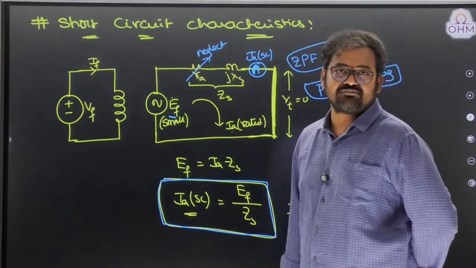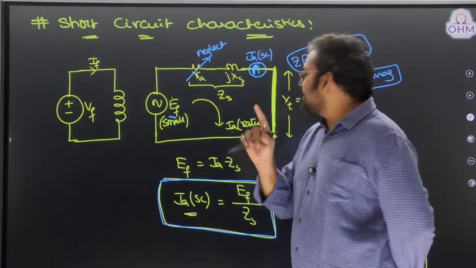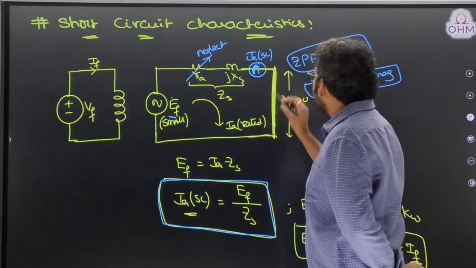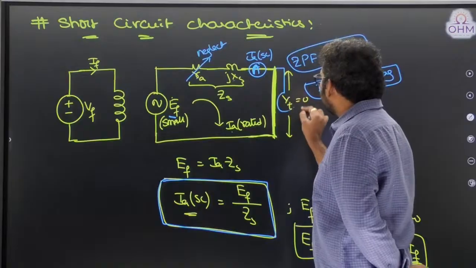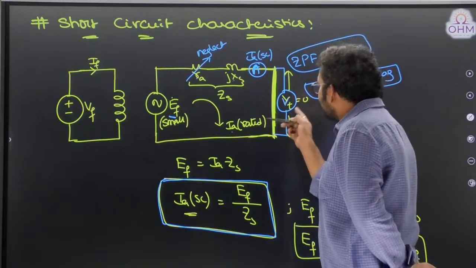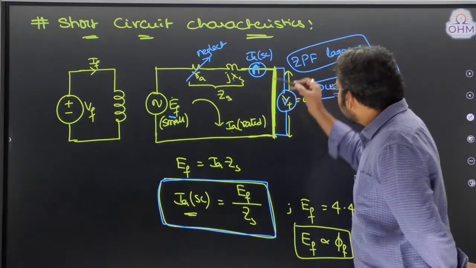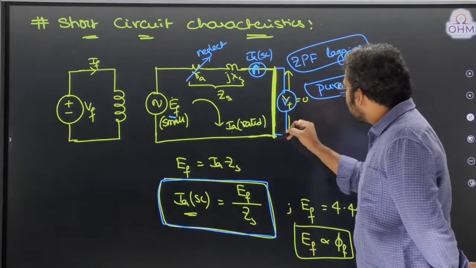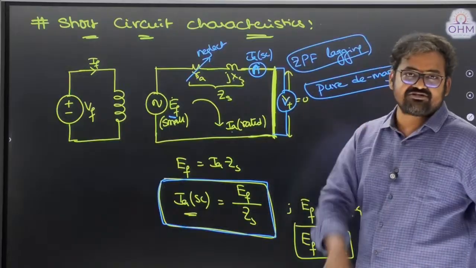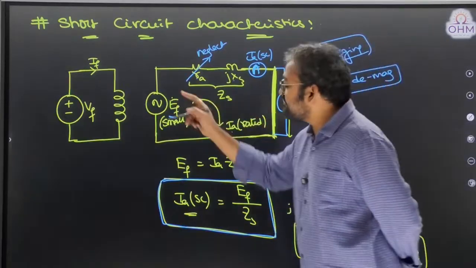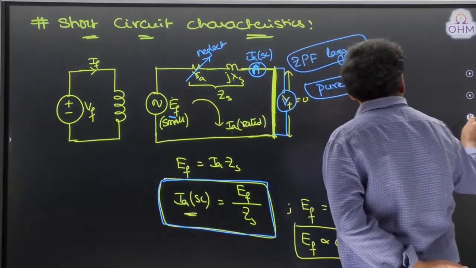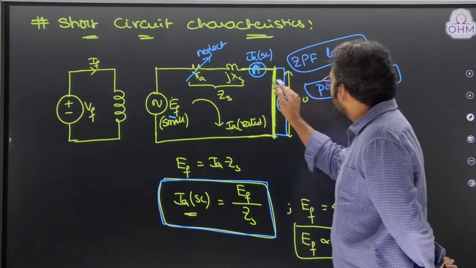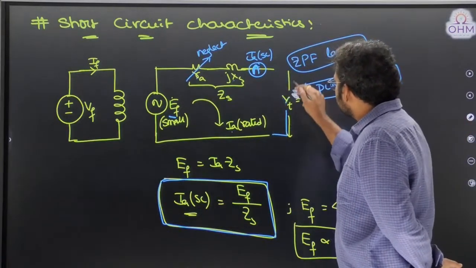You can connect a voltmeter only at the terminals of the machine. But the terminals are shorted, right? If you connect a voltmeter across a short circuit, it will measure zero voltage. Then how do you measure EF? Very simple. To measure EF, what you need to do is open circuit this.